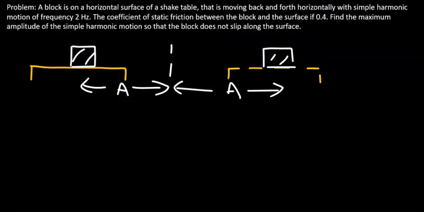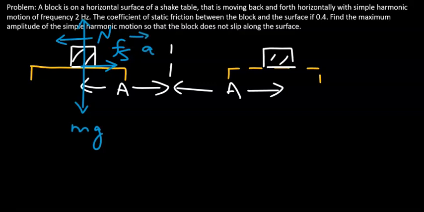So let's look quickly at the free body diagram. Let's suppose at one moment the table is moving like that with a block on top. So that means there must be static friction acting in that direction. Of course, there is the weight of this block, let's call it mg, and there is this normal force acting upward, and let's call it capital N. The acceleration is therefore in that direction.